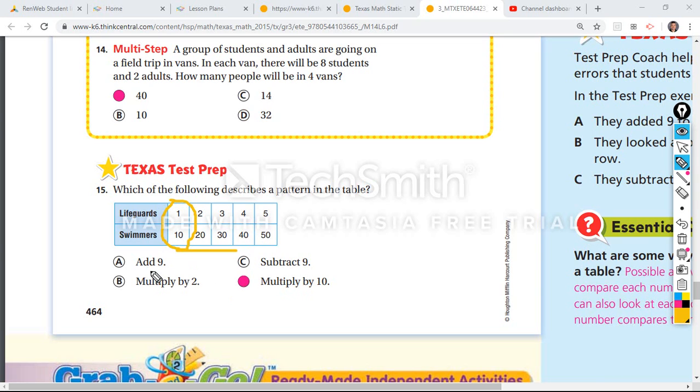So look at these answers. They say multiply by 10. Multiply by 10. That should have been easy to see. Good job.